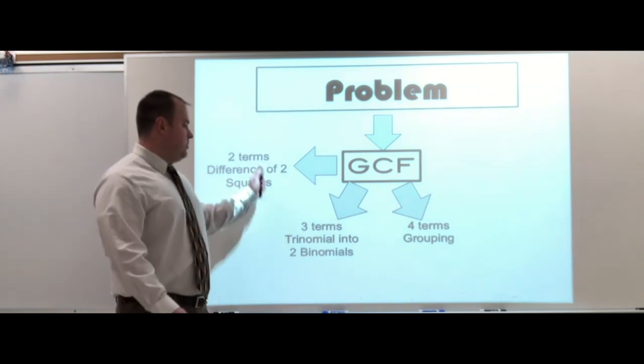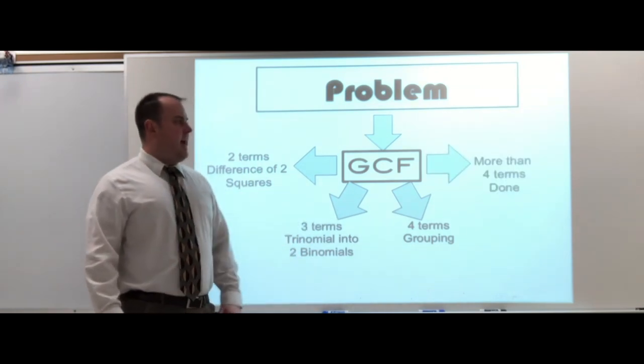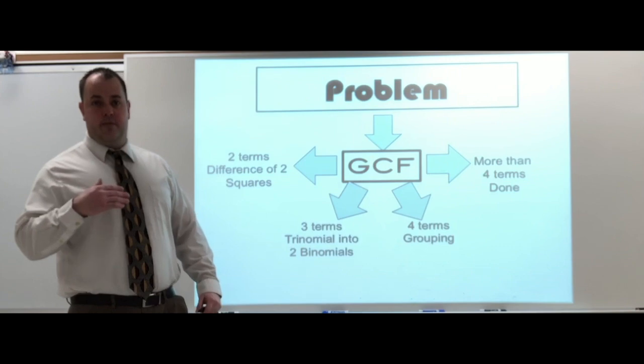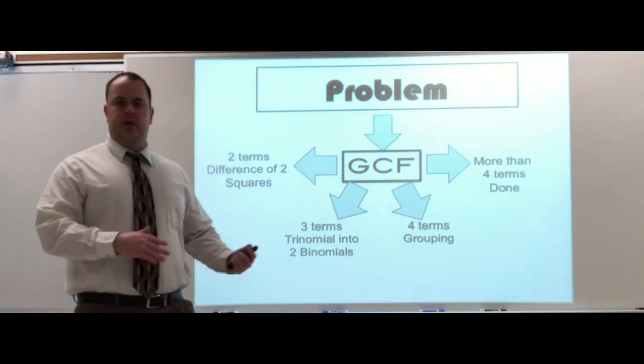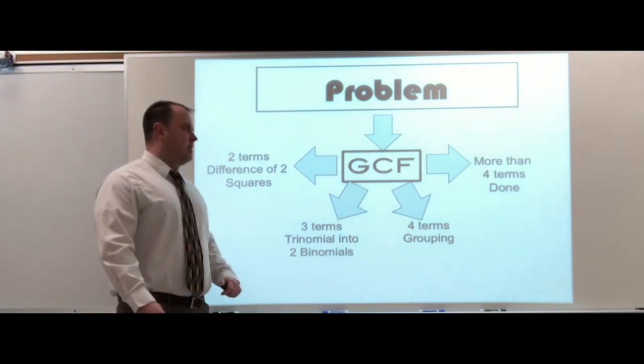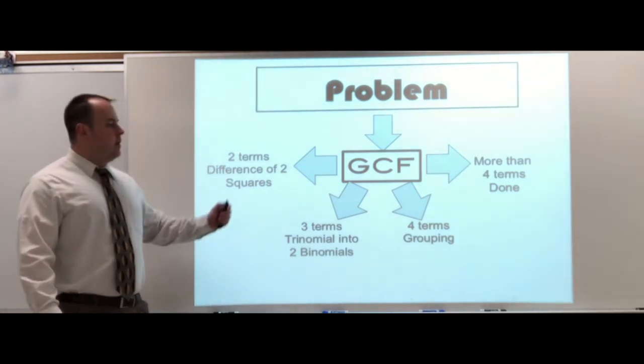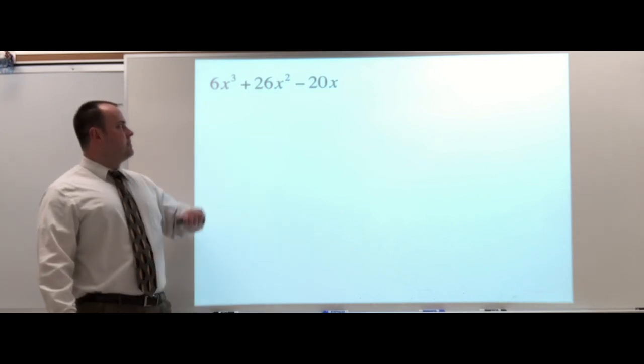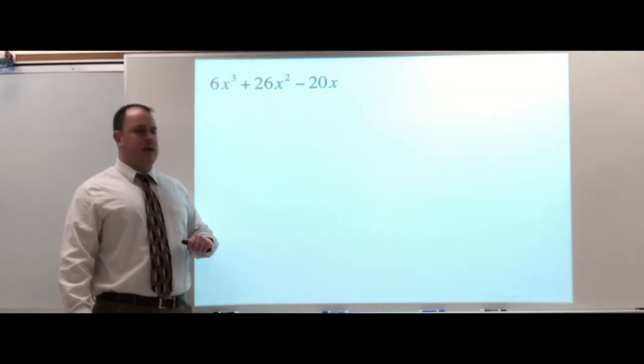Now, for this class, we have 2 terms, 3 terms, 4 terms. Anything more than 4 terms, you're done factoring it. If you took out the greatest common factor and say there's 6 terms in that expression, you're done for that expression then. So looking at some examples here, 6x cubed plus 26x squared minus 20x.